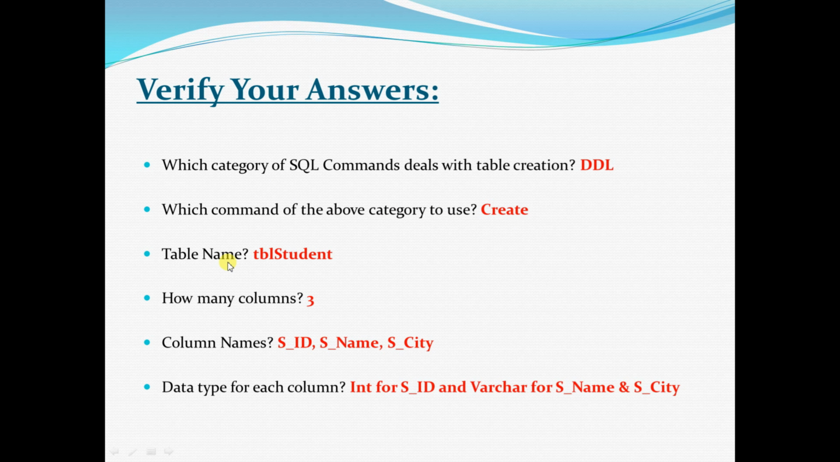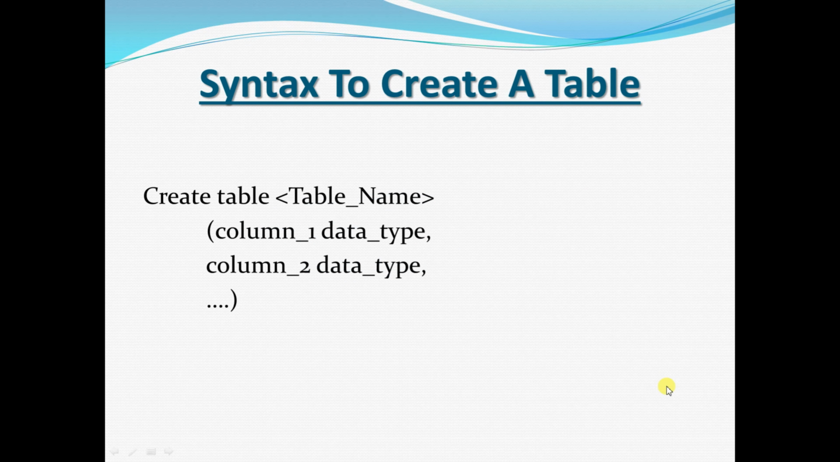And I'm going to name my table as TBL student, and it's going to be a basic table with 3 columns. I'm going to name my columns as SID, SName, and SCity. I'm going to use integer for SID column and varchar for SName and SCity columns. So let's have a look at the syntax to create a table. So we are going to start with create and then table and the table name. And we need to specify the list of columns and a data type for each column.